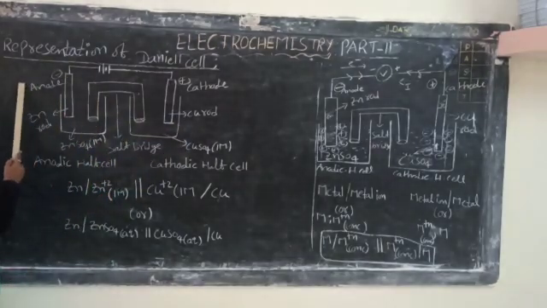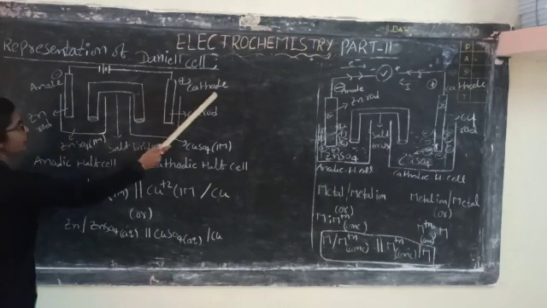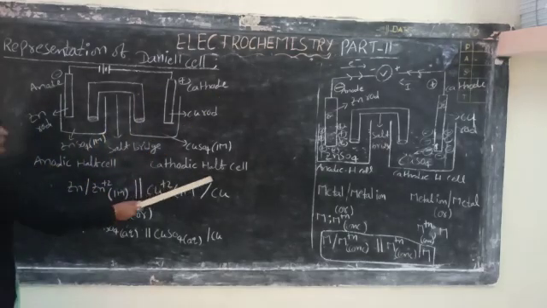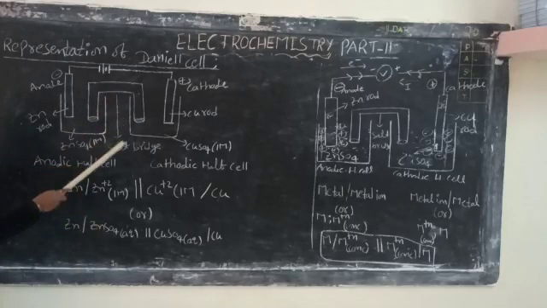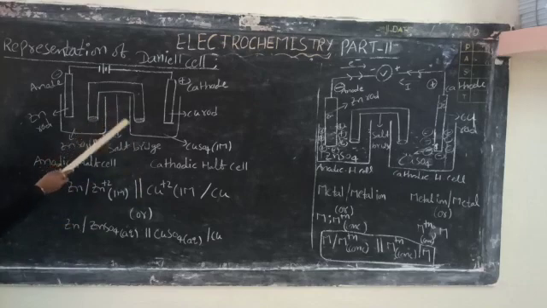So this is the anodic half cell, this is the cathodic half cell. Anodic half cell and cathodic half cell. This is the salt bridge. So how do we represent this salt bridge? We know that it is with two parallel lines. So this is the representation of the salt bridge. Two parallel lines we put first.